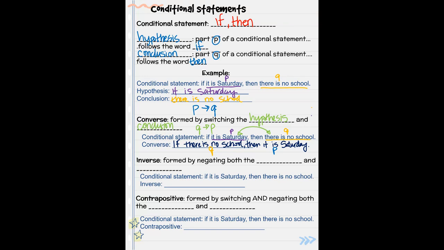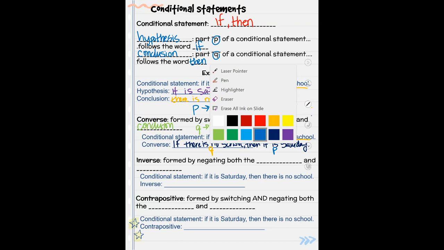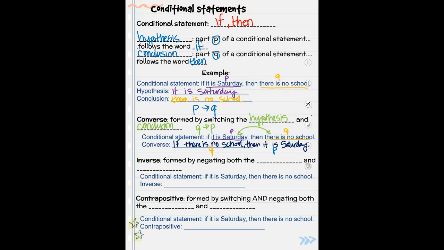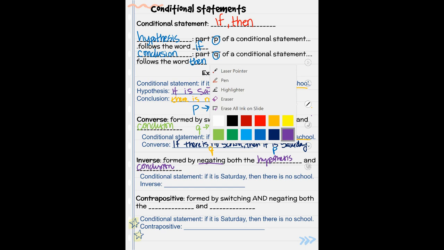The inverse, we're going to be adding something. The inverse is formed by negating, which means doing the opposite of both our hypothesis and our conclusion. This time we're going to leave them right where they were in our conditional statement, but we're going to negate them. If it's a positive, we're going to make it a negative. If it's a negative, we're going to make it a positive. Let me show you what that looks like.